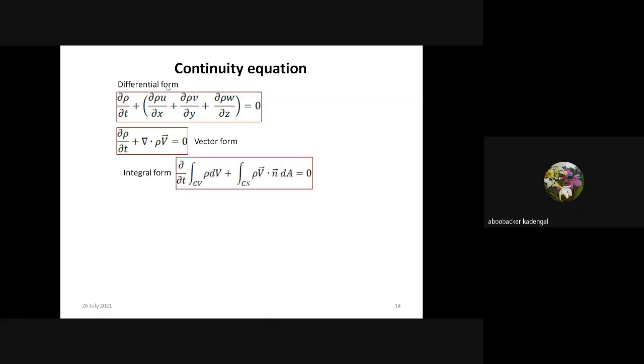So the same equation is put in compact form using the del operator or vector calculus. The integral form is the same thing as we said in the previous slide. In some special cases, that is, if the flow is steady, there is no change with respect to time, so the first term will not be there, and this reduces to that. In the integral form too, the first term will not be there. In vector form, del dot rho V is equal to 0.